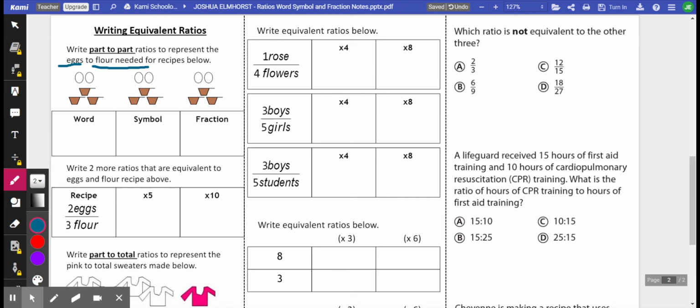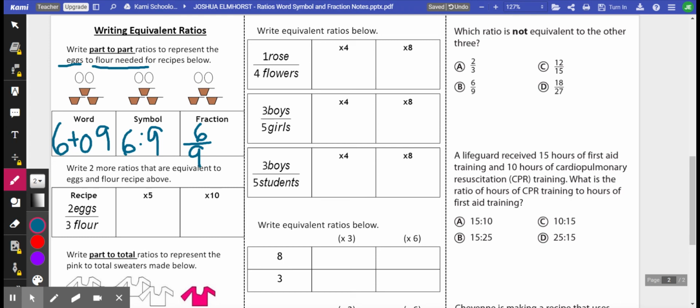Now the given ratio says eggs to flour needed. So up above we have eggs. We have 6 eggs and 9 cups of flour. So in symbol form, 6 to 9, and then in fraction form it would be 6 over 9.